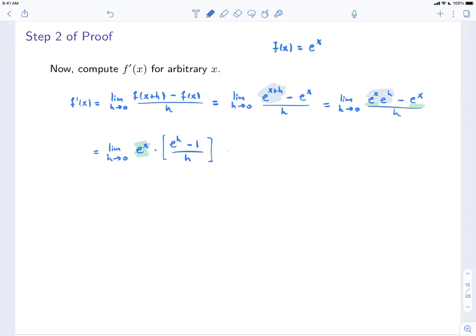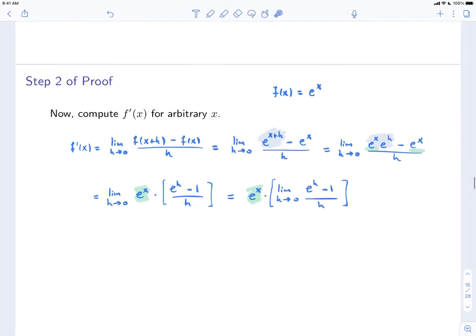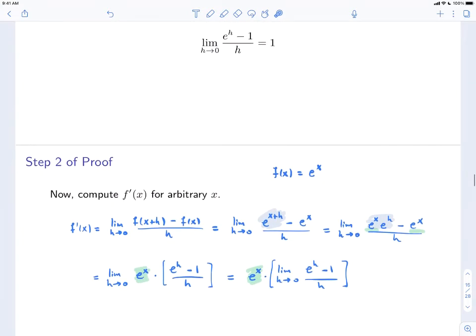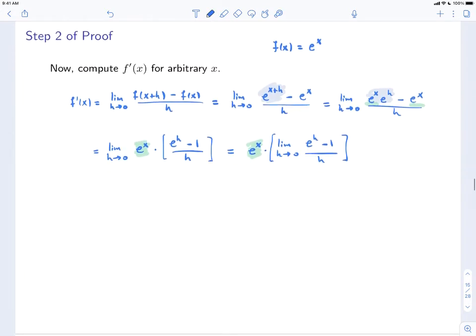So then this becomes e to the x times the limit as h goes to 0 of e to the h minus 1 over h. So here's our e to the x again. And then we look at that limit for a minute. The limit as h approaches 0 of e to the h minus 1 over h. And we think, hang on, that looks familiar. If we go back to the previous slide, we can see that this is exactly the limit that we had. The limit as h goes to 0 of e to the h minus 1 over h. So we know that this quantity is equal to 1.